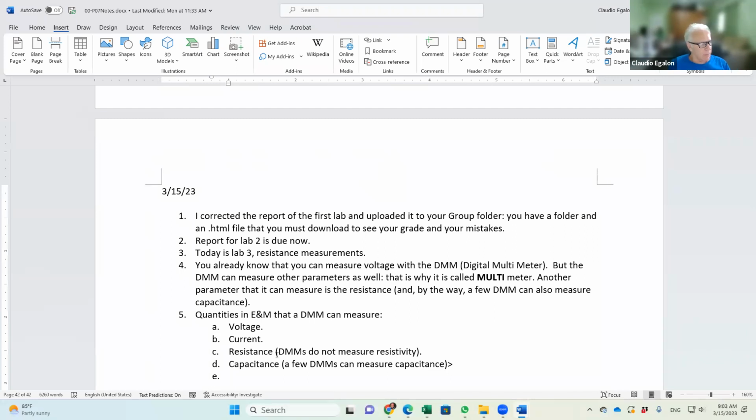And I have my DMM here. I want to check if I'm missing anything.